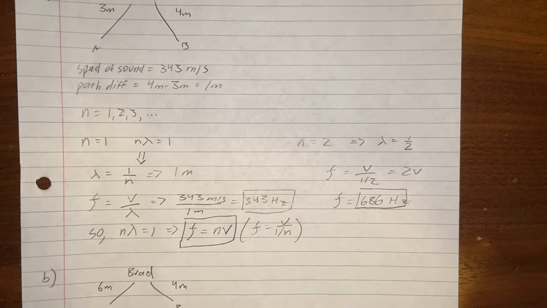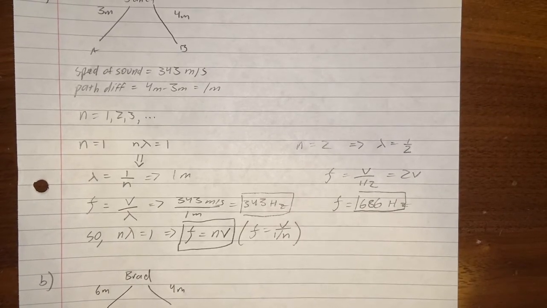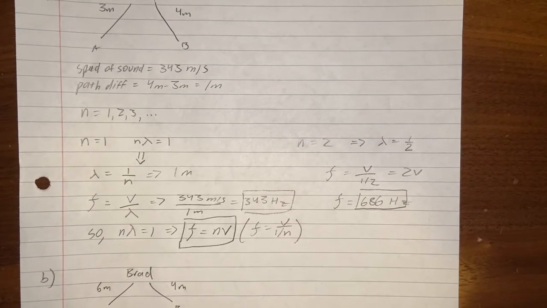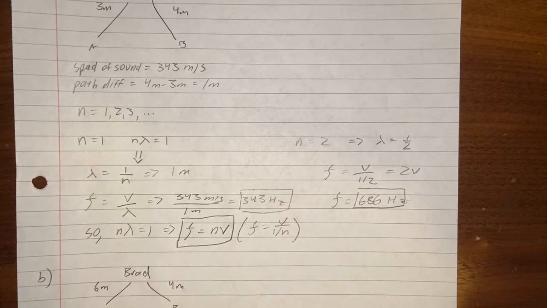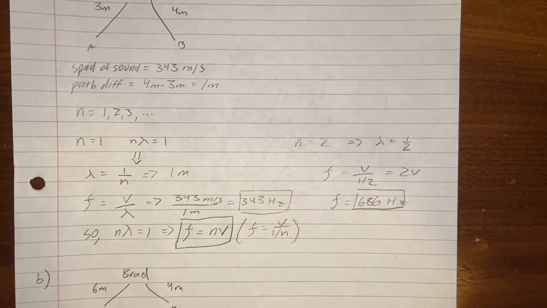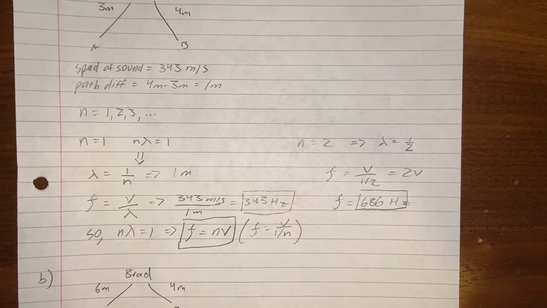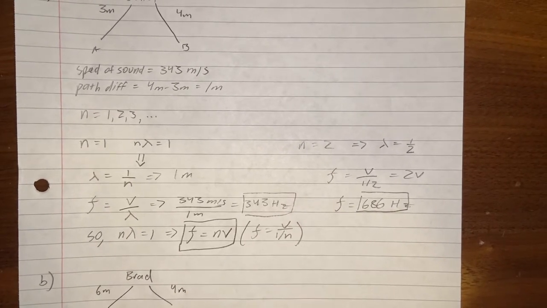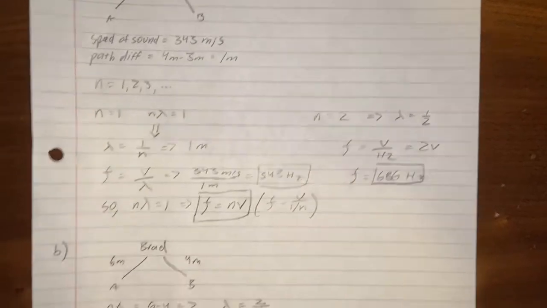We have noted a pattern for our frequency: every increase in the path difference is also proportional to the increase in the frequency. So the frequency for the nth term can be depicted by n times v.